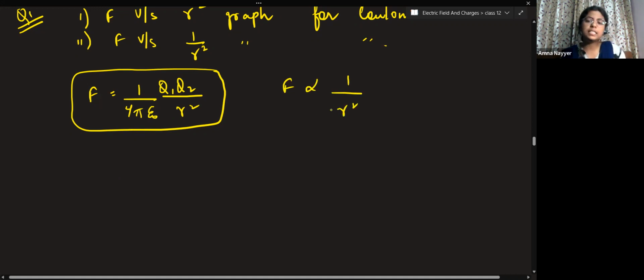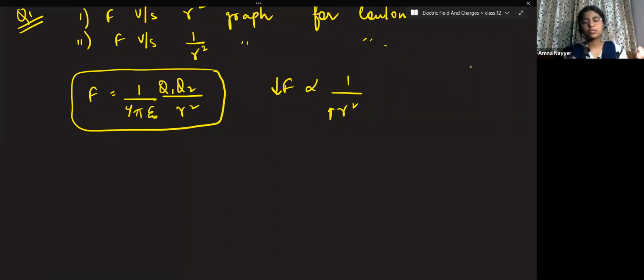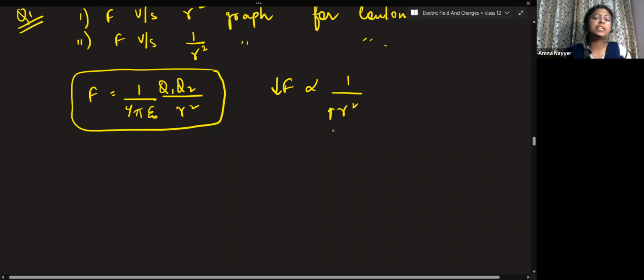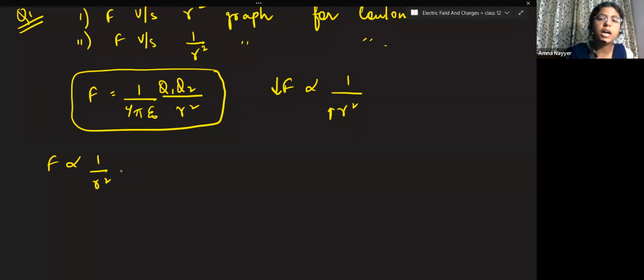So as you increase the distance, the force gets reduced, weakened, and as the distance between the charges is reduced, the force becomes stronger. So if you increase the distance between the two charges, the force weakens, and if the two charges are kept closer, the force between them is stronger. Now see, regarding F versus R square, how is force varying with R square? Directly proportional or inversely proportional?